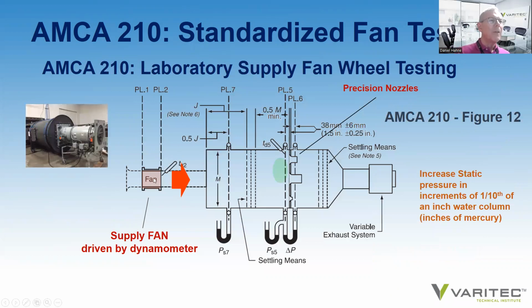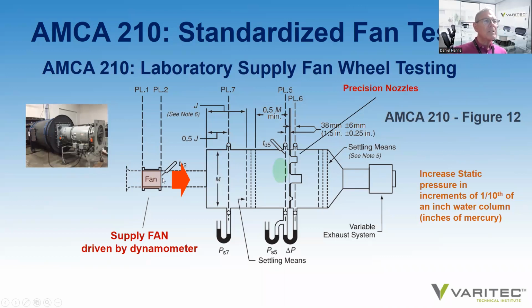So if we put a fan in a supply air test configuration at the inlet of a test chamber, you'll see that the chamber is comprised of a large box with a supply fan ducted at the inlet of the box, and then there's an exhaust fan at the opposite end of the box, and there's a variable frequency drive assigned to each fan.